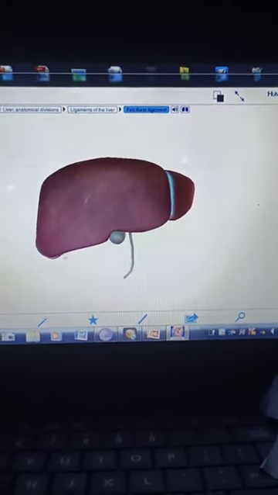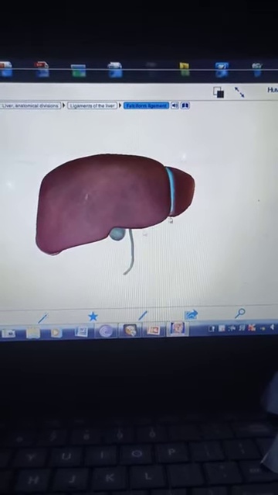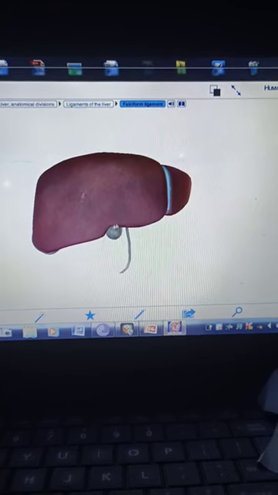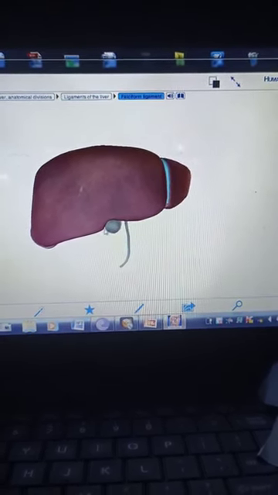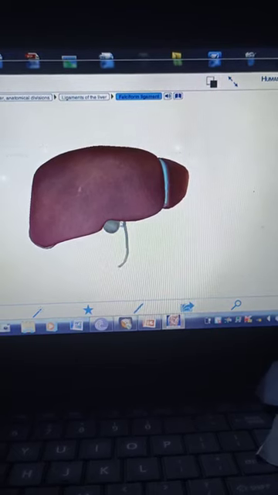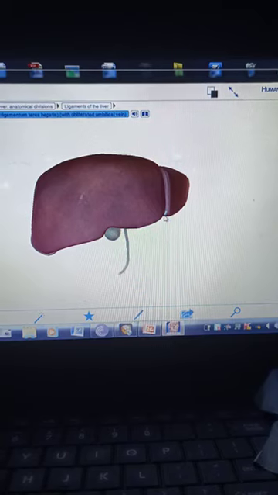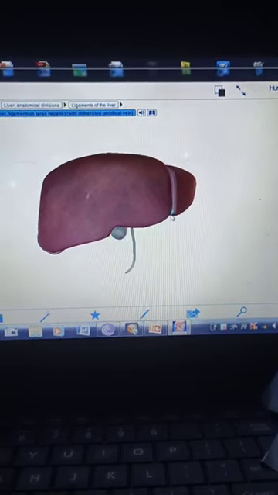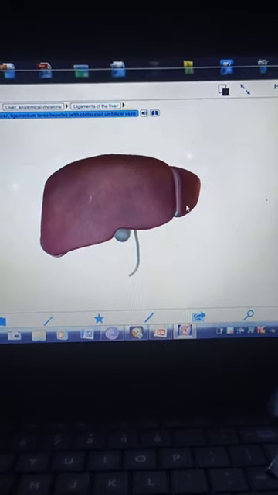Then we can see the inferior border in this figure. This inferior border is notched at two sites: one at the fossa for the gallbladder, the area of the gallbladder, where it forms a small notch called the cystic notch, and another at the ligamentum teres, called the notch for the ligamentum teres. This is the anterior surface.